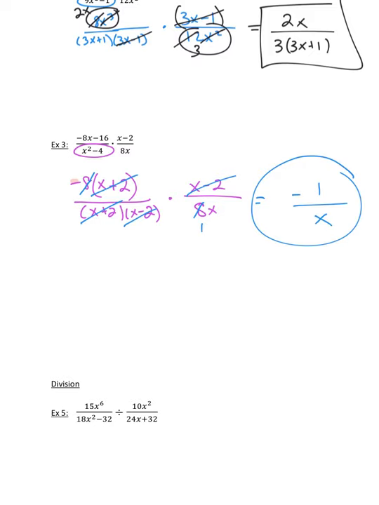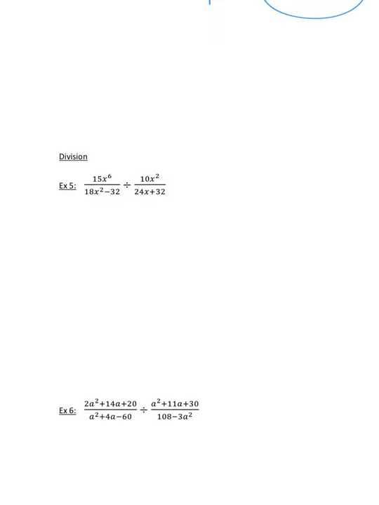Okay, now we're going to move on to division. In division, you just have to remember that we multiply by the reciprocal. So if you think about regular fractions, if you had like 2/3 divided by 5/10 or something like that, this would be 2/3 times 10 over 5. The division changes to multiplication, and you take the reciprocal of the second fraction. So that's what we're going to do here.